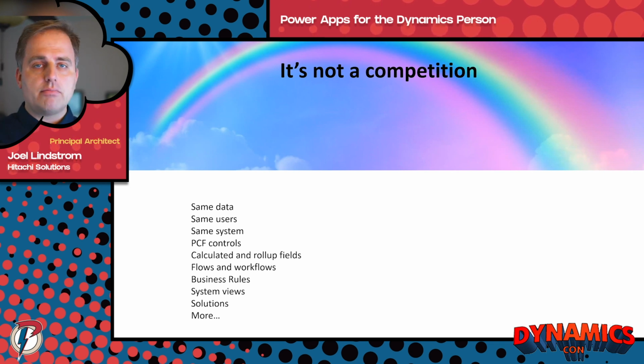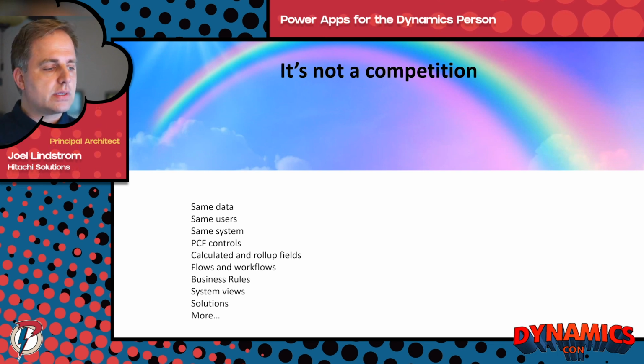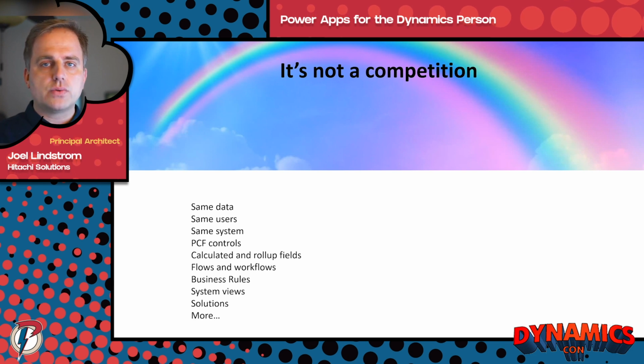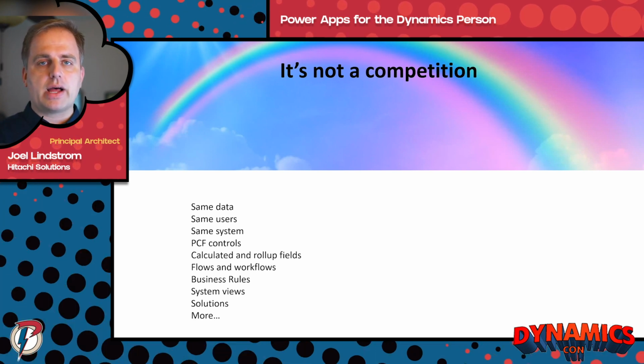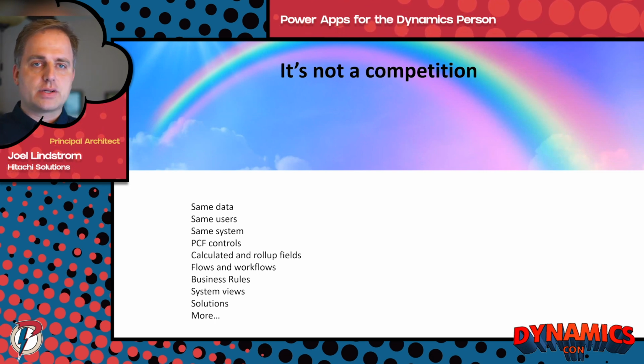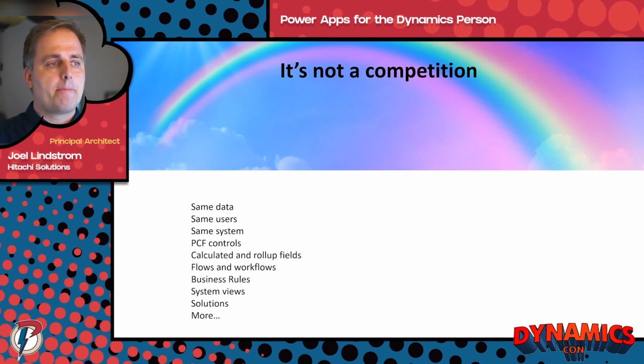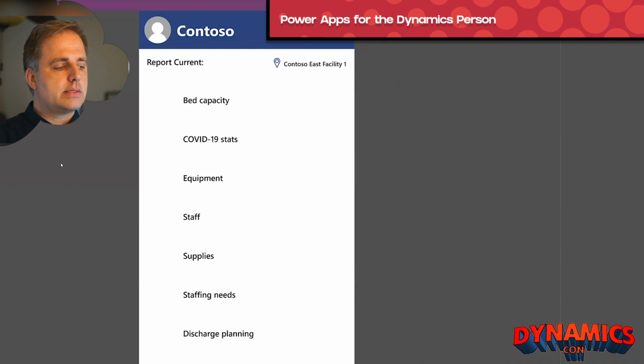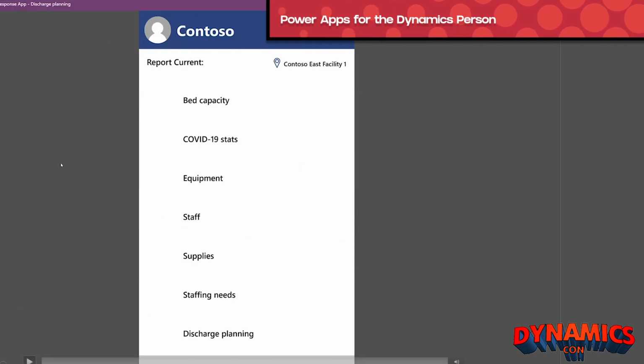They have the same data, same users, same system, things like PCF controls, calculated rollup fields, flows and workflows, business rules, all those are the same between the platforms. If at the same time, one person's updating a record in the model-driven app, another person's creating a record in the Canvas app, the result is the same. So I'm going to go through just an example here of how these work together.